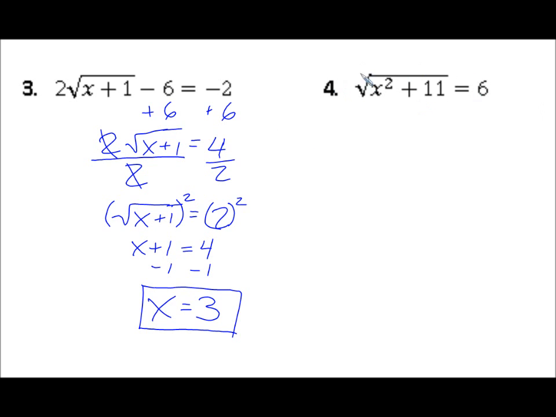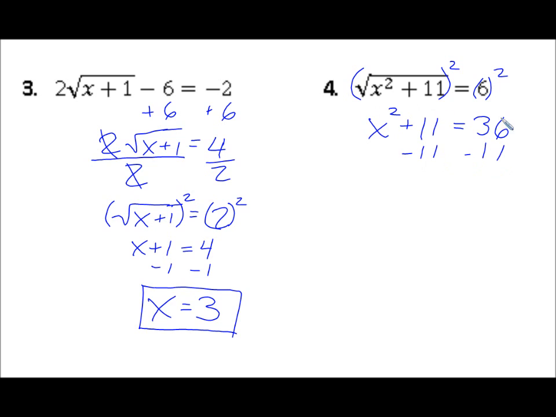On number 4, the square root's already isolated, not too hard, so square both sides. Underneath the radical, we had this x squared plus 11, so it's still there. The radical's gone. The x squared plus 11 is still there. And on the right-hand side, it's 6 squared, which is 36. So solve it out.